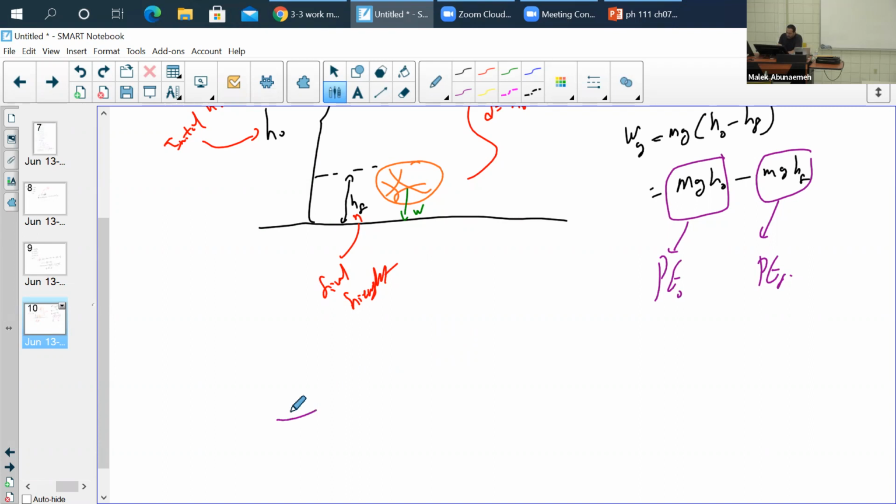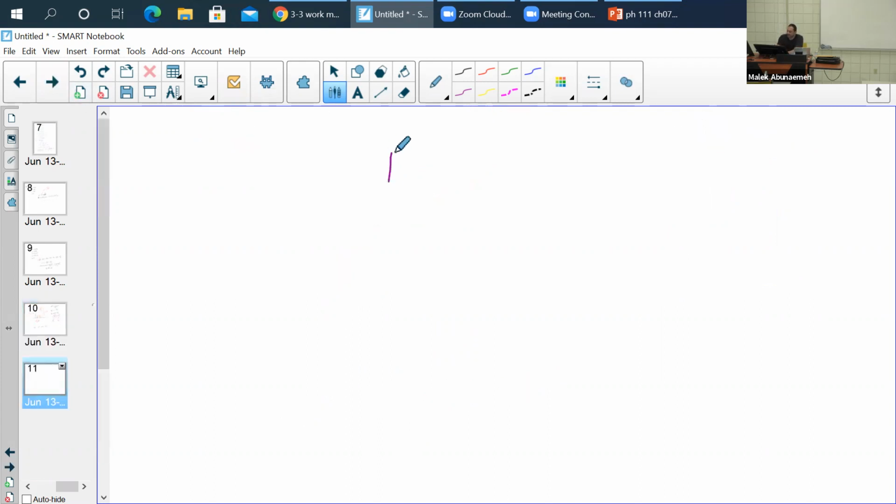That means your work, which is your change in kinetic energy, is going to equal your change in potential energy. Your kinetic energy is going to equal your potential energy. Now, the best example of this is a pendulum.